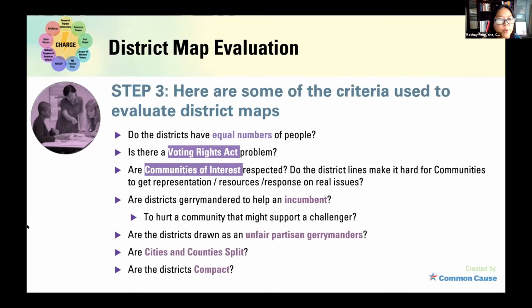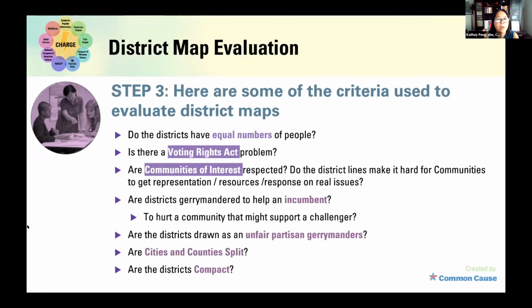So step three is making sure that we actually engage in the evaluation with a thought towards what our state or our local jurisdictions require. So here we've listed some of the very common criteria that are applied, and you'll find them sometimes in your state constitution, sometimes it will be from court cases, sometimes it will be in your city ordinances, right? In all cases, the first two will always apply to every jurisdiction, right?